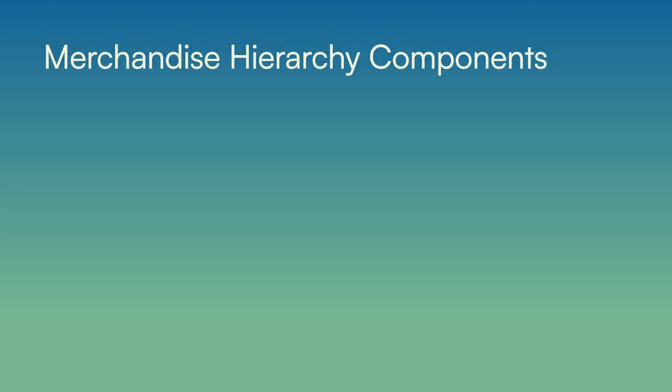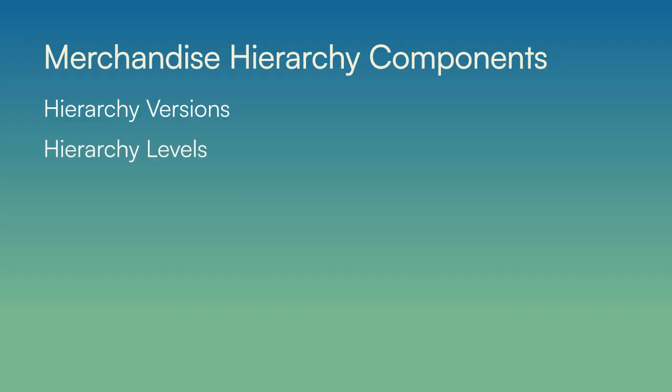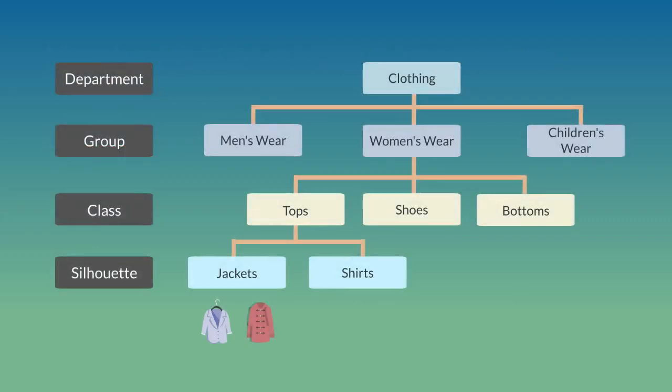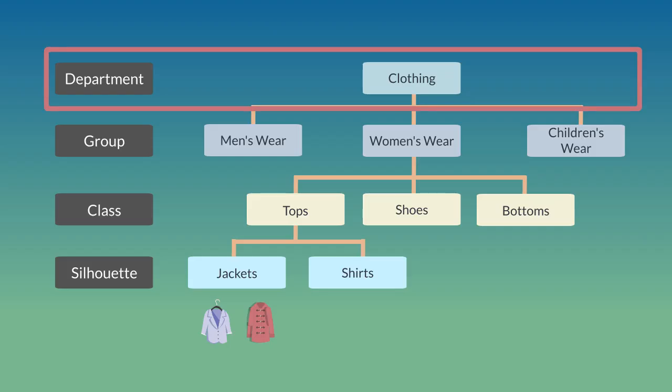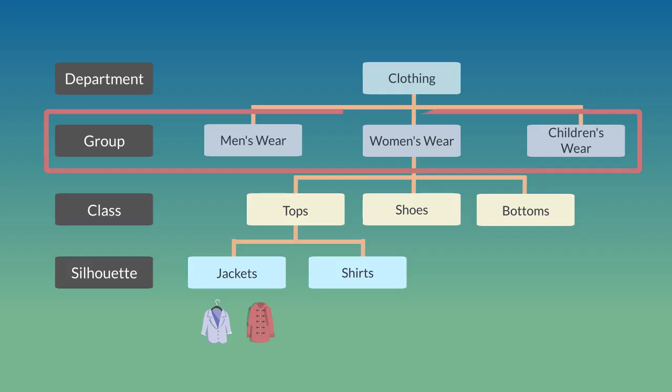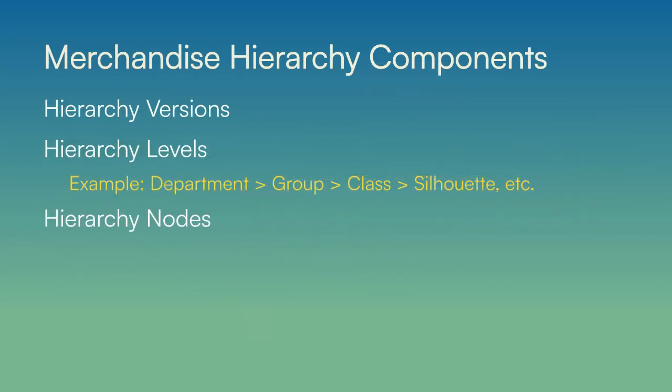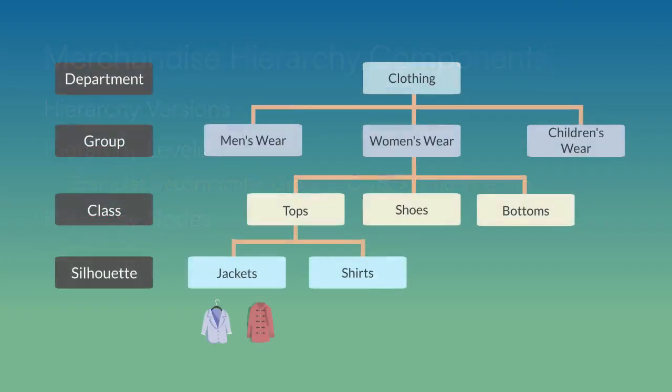When setting up a merchandise hierarchy, there are three key components. Hierarchy versions. You may create and manage different versions of a merchandise hierarchy over time. Hierarchy levels. Hierarchy levels refer to the tiers within a hierarchy, representing different levels of product categorization. In our example above, the levels might be department for clothing, which is the highest category, group for women's wear, class for tops, and silhouette for jackets. Hierarchy nodes. Hierarchy nodes are the exact specific categories or groupings within each level. For example, clothing would be a node, women's wear is a node, etc.